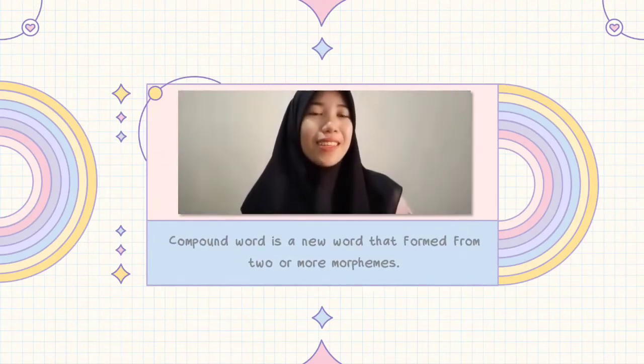Alright everyone, in this section, I will explain the first material. So the first point is definition. A compound word is a new word formed from two or more morphemes. That means compound words are made up of two or more smaller words that are combined to make a new word with its own meaning.